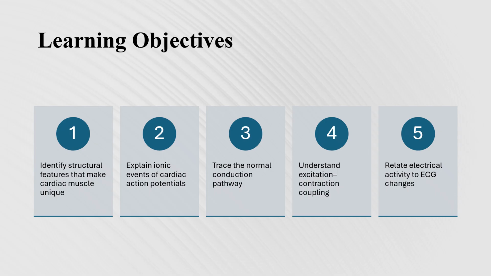Before we begin, here's what you should be able to do by the end of this session. First, identify the unique structural features that make cardiac muscles special, the very design that lets it beat continuously. Second, explain the ionic events behind cardiac action potentials, how sodium, potassium, and calcium shape each phase. Third, trace the normal conduction pathway from the SA node all the way through the Purkinje fibers.